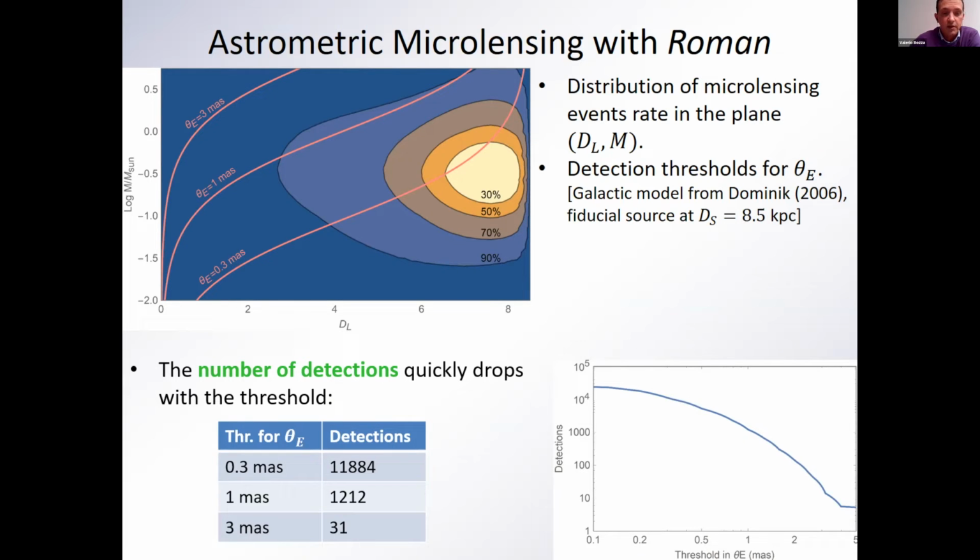But you can see that by just increasing the threshold to 3 milliarcseconds, the number of detections would drop to just a few. So it is very important to push our understanding of systematics as far as possible, if we want to use astrometry for a good fraction of events.